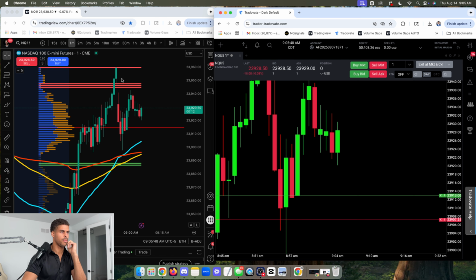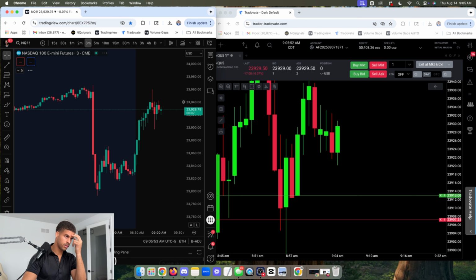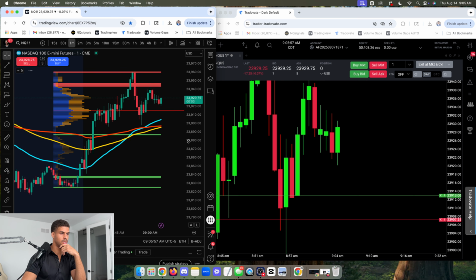Want to be in longs here. I'm not sure why TradingView does this. Just give me a second. Let's see if we reload that. Why that looks like that. Okay, good.